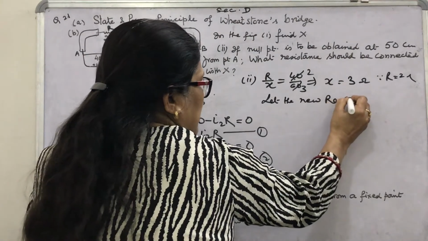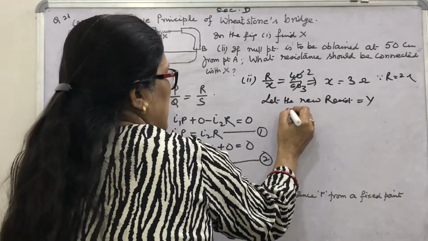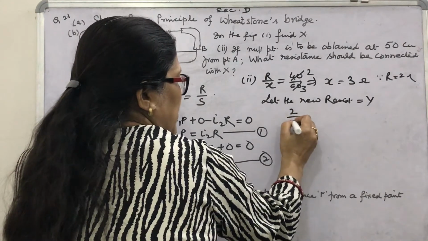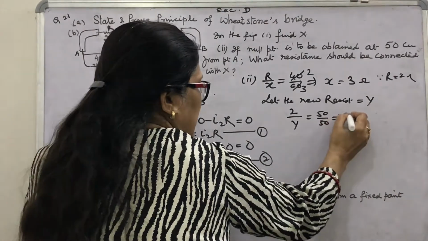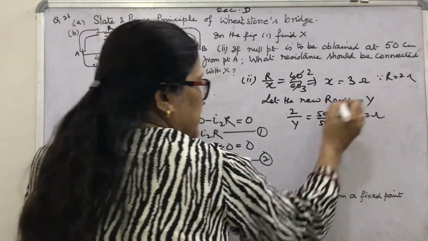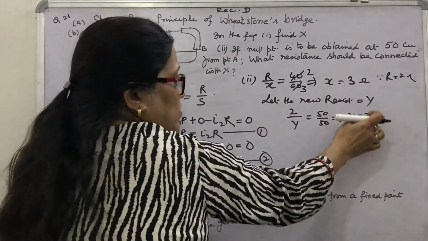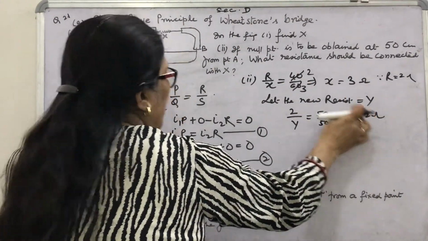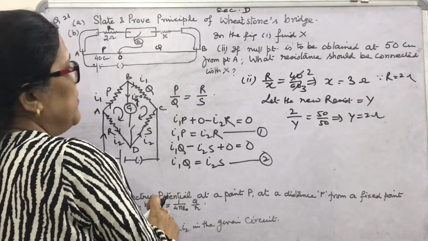Let the new resistance be Y. Then what will you write here? This 2 upon Y will be 50 upon 50. That means Y equals 2 ohm. So in place of X, if you connect Y, 2 ohm, then you will get null point at the position of 50 centimeter.